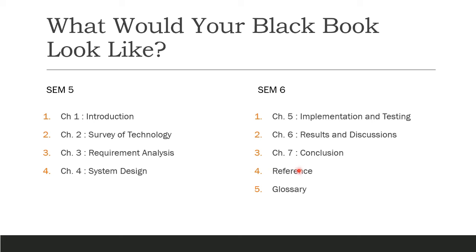There are some colleges who keep references and glossary as optional, they say only up to chapter 7, and there are some colleges who ask to write and mention references and glossary as well. So depending upon the college requirement, go for it. After all of these chapters are completed, you will be making a single file and you are expected to print it out and make a black book out of it.